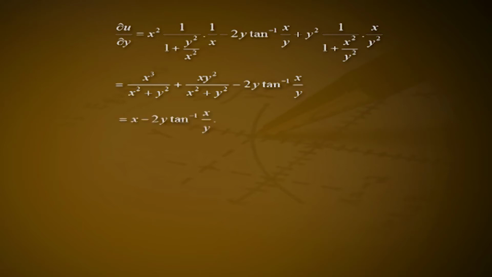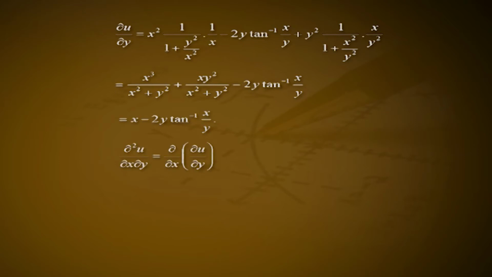We have ∂u/∂x is equal to x² into 1/(1 + y²/x²) into 1/x minus 2y tan⁻¹(x/y) plus y² into 1/(1 + x²/y²) into x/y², which is equal to x³/(x² + y²) plus xy²/(x² + y²) minus 2y tan⁻¹(x/y), that is equal to x minus 2y tan⁻¹(x/y).